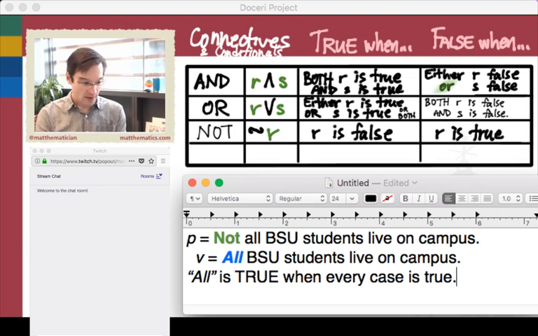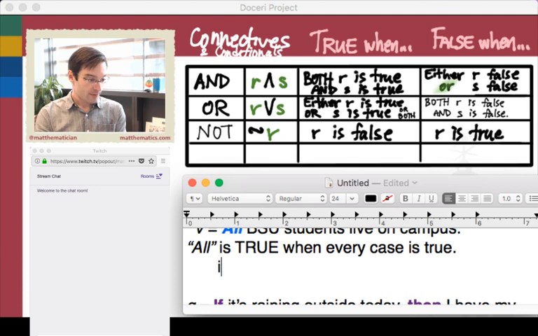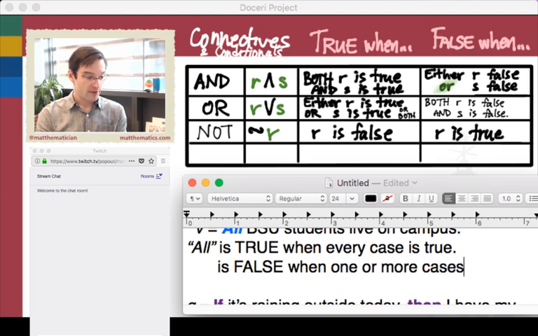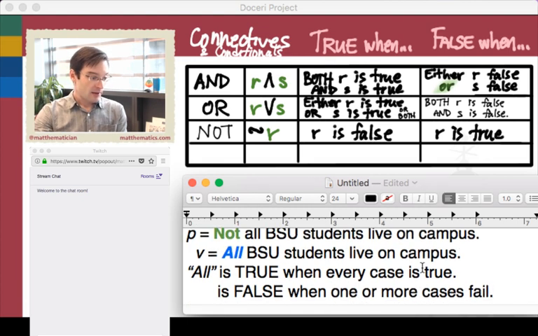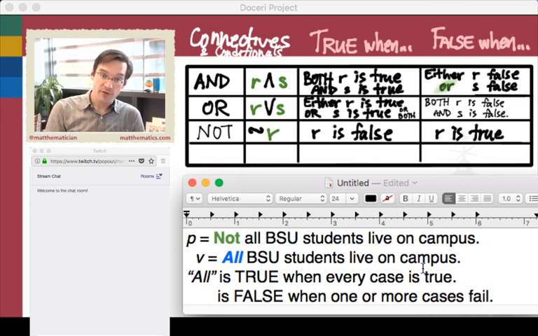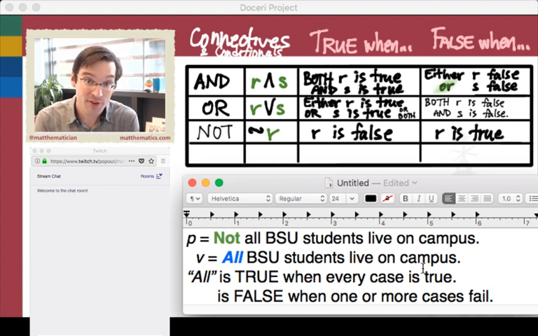On the other hand, it's false when even one, let's say at least one or more cases fail, right? If you're going to try to disprove the fact that all BSU students live on campus, you only need to find me one example of a BSU student who does not, and then my whole case collapses. A lot of you who are watching this live stream right now are the counterexamples to that proposition, right? If you're a BSU student who doesn't live on campus, then that fails, right? So this is also a quantified proposition.